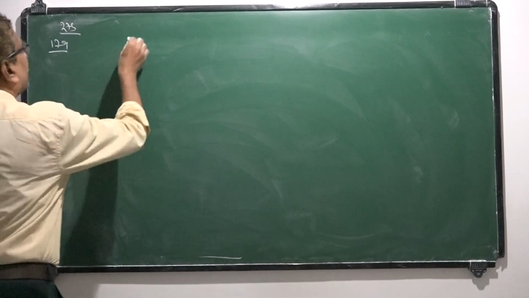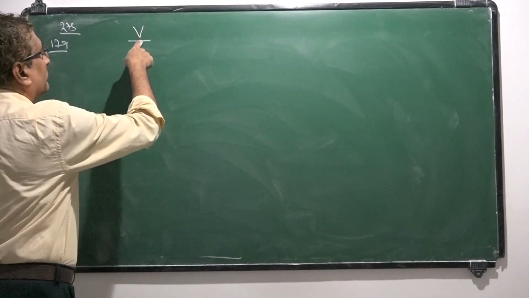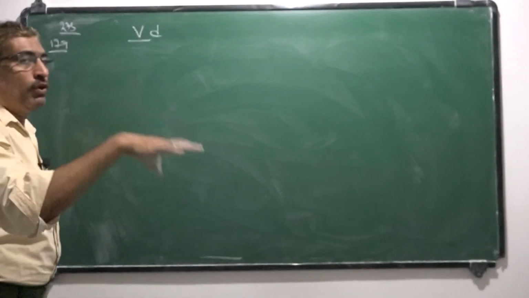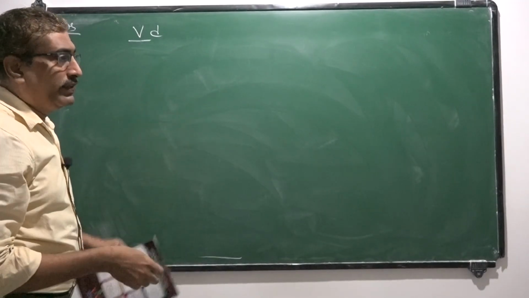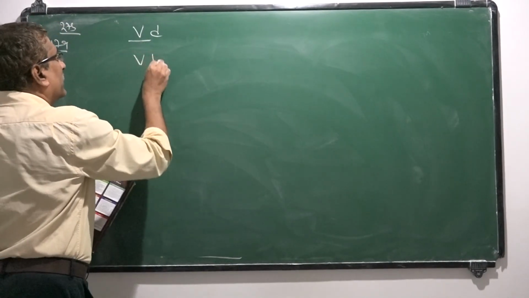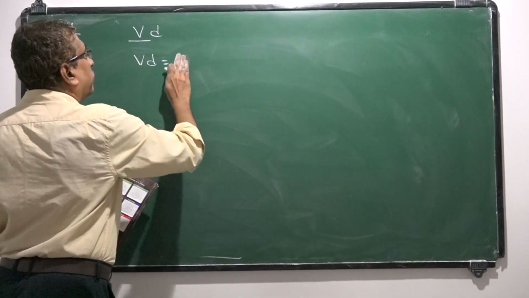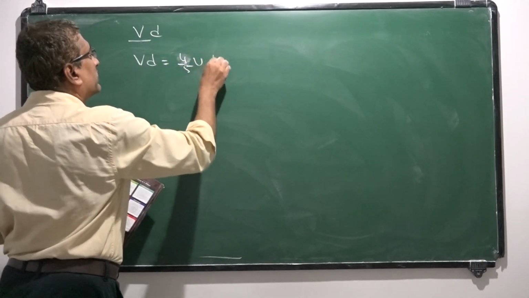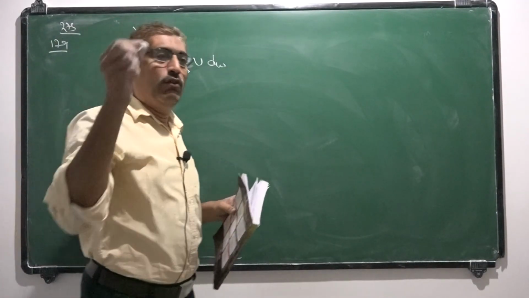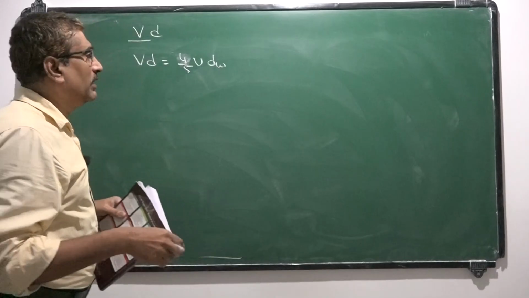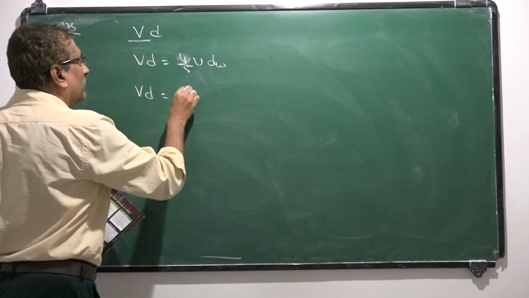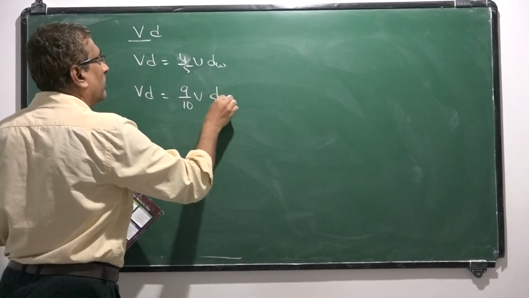Okay. Now assume that the volume of the body is V and its density is D. When it is floating in water, 4/5 of its volume is submerged in water. In that case, we can write V into D is equal to 4/5 of V into density of water. Now, when the same solid body floats in an oil where the volume submerged is 9/10, in that case we can write VD is equal to 9/10 V into density of the oil.